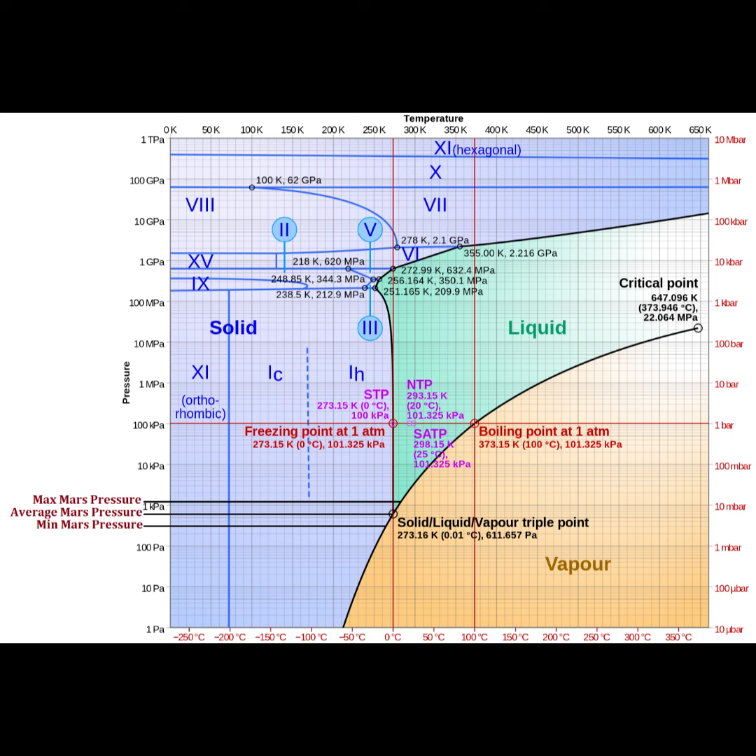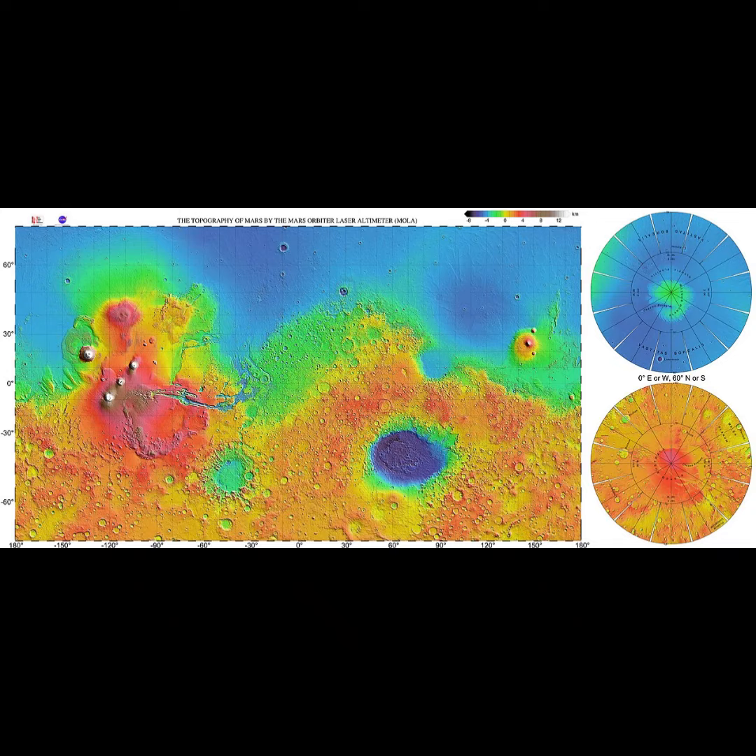The triple point of water is at 612 pascals. Below this pressure, water cannot be liquid. It will go directly from gas to solid and vice versa. With an average surface pressure of 600 pascals, much of Mars, especially the southern highlands, can't host liquid water.